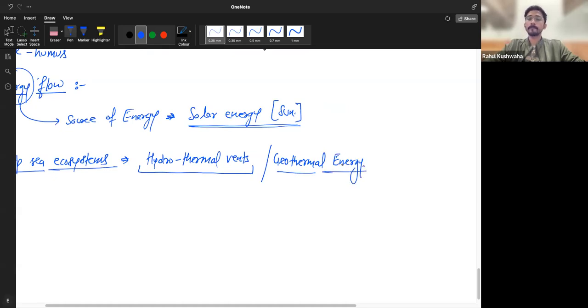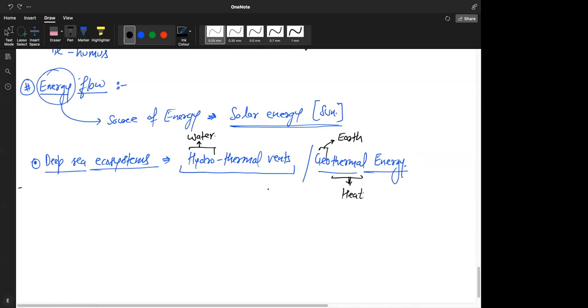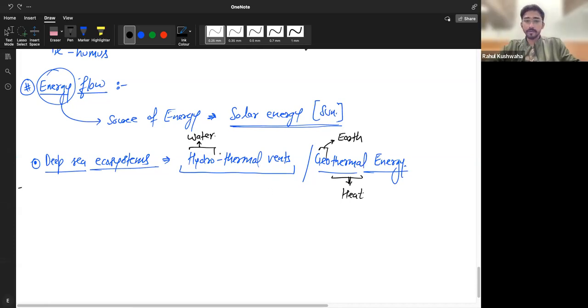The term geo means earth, as in geography. Hydro means water. And thermal means heat. Is that clear, everyone? Yes, sir. So very deep inside the sea, when there is no sun, organisms rely on the heat of the earth. Cool.